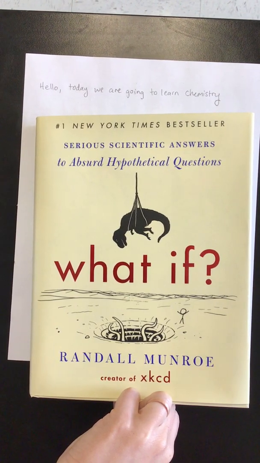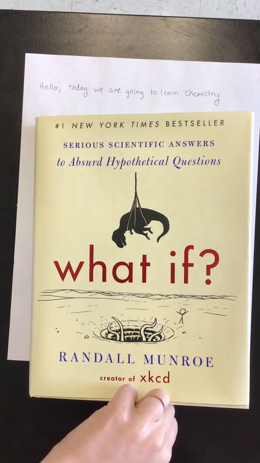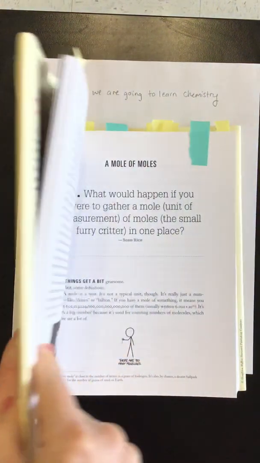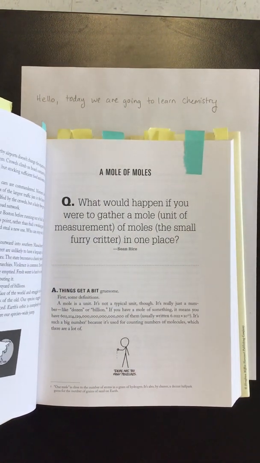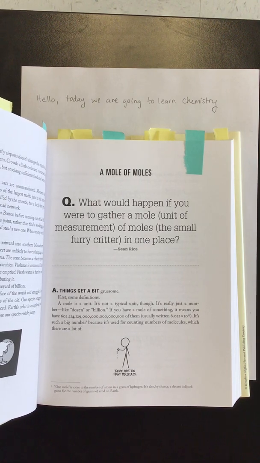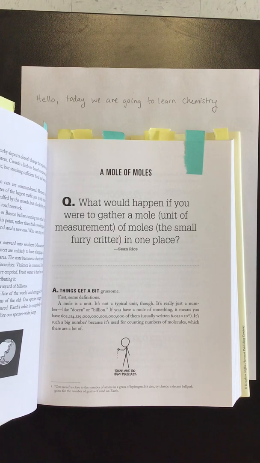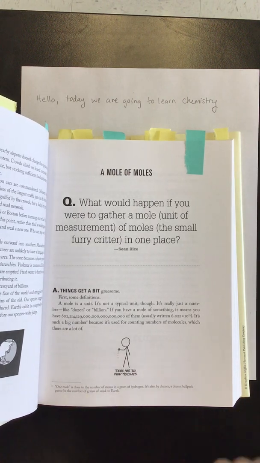All right, so today's story time from our big ol' What If book is: what would happen if you were to gather a mole, unit of measurement of moles, the small furry critter, in one place? Well, the answer is that things get a bit gruesome.